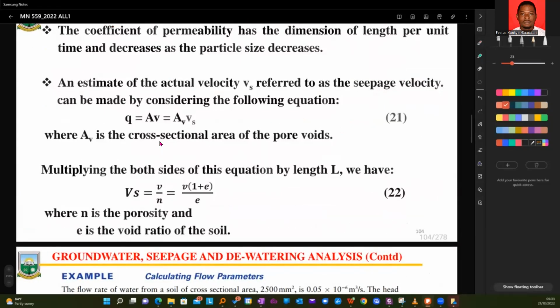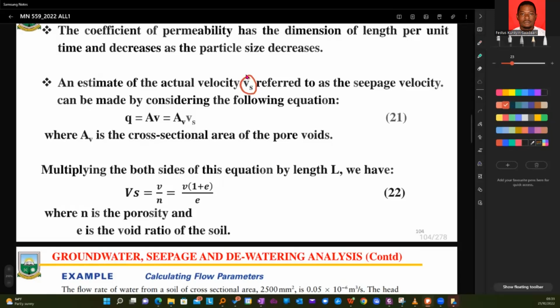So then the next thing is the coefficient of permeability has the dimension of length per unit time and decreases as the particle size decreases. So if I have my particle sizes decreasing, my flow will also decrease. But then there is an estimate of the actual velocity, Vs. We said earlier that the velocity head within the total head calculation is negligible, but there is that bit of velocity there.